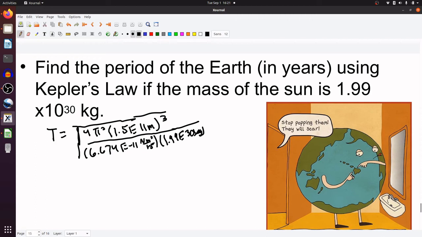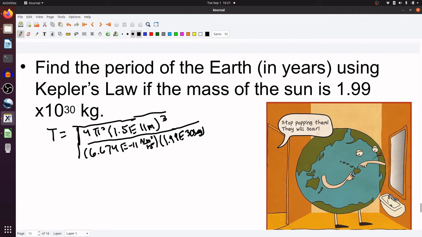So 4 times pi, and I'm going to square that pi. There we go. And then times 1.5 times 10 to the 11th, and I'm going to cube that. Then we're dividing that by 6.67 times 10 to the negative 11th. And then divide that by 1.99 times 10 to the 30th kilograms. And then I square root that, and I got a bad number.